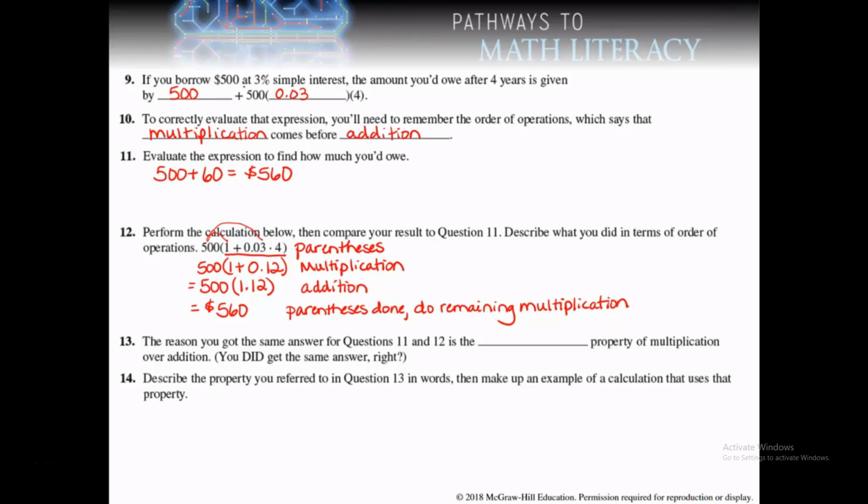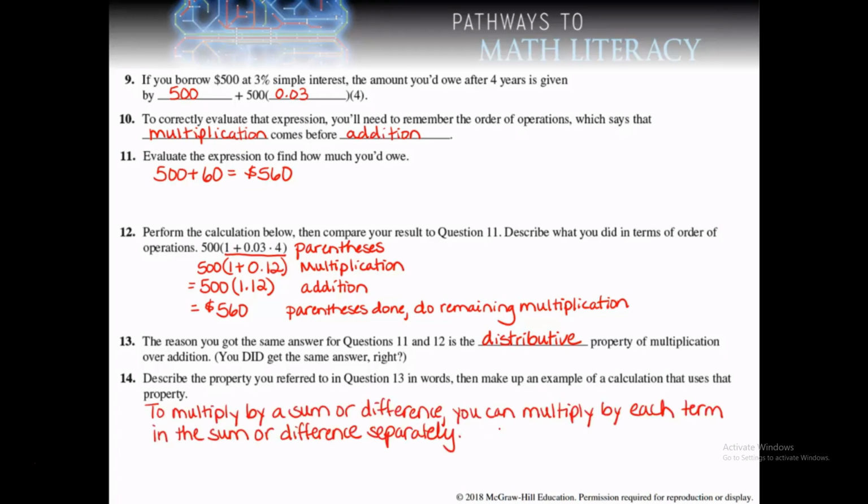So then in 14, let's describe the distributive property. What it tells us is that if you want to multiply by a sum or a difference, by something that's being added or subtracted, then you can multiply by each term in the sum or the difference separately. For example, if I wanted to do 5 times parentheses 3 plus 7, instead of adding what's in the parentheses first, I could multiply 5 times 3 plus 5 times 7, and I would get the same result. That would give me 15 plus 35, which is 50.